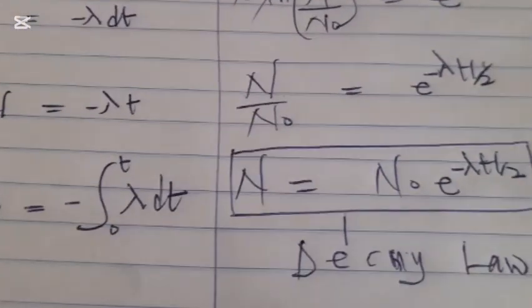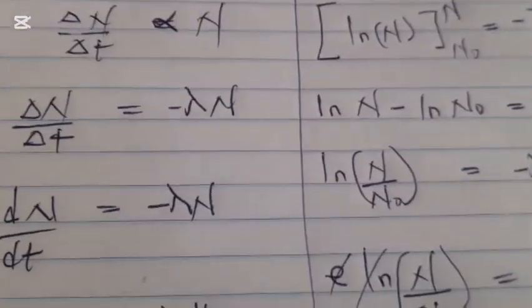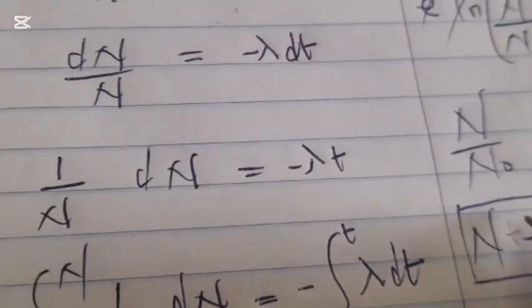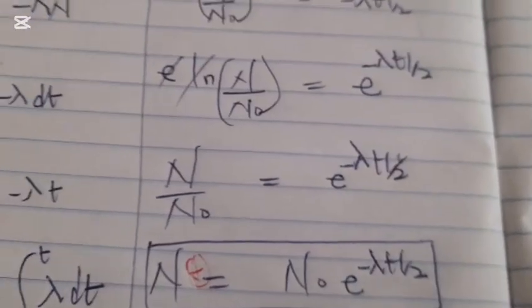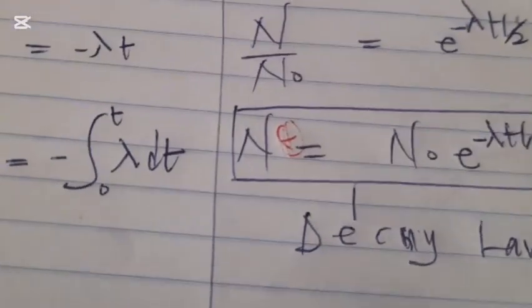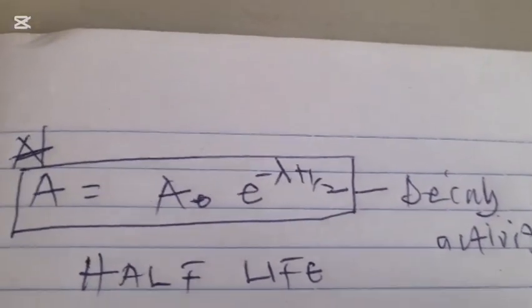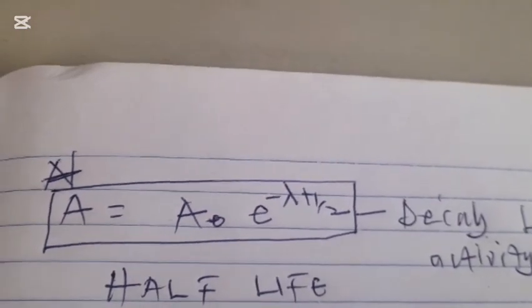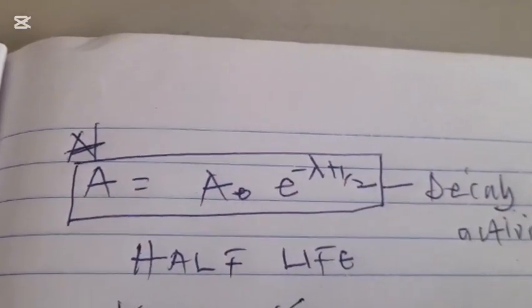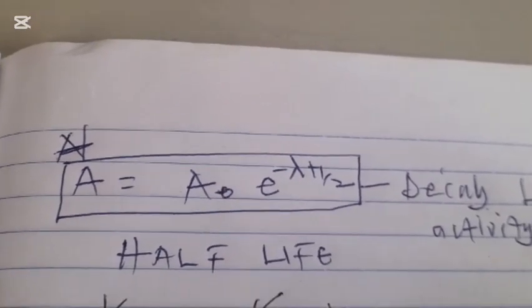Rearranging that, we have the final answer as the N remaining at any time t. N as a function of t is equal to N naught e exponent minus lambda t half. That is what we call the decay law, or some will call it the activity law. So the radioactivity or activity law, that is the amount remaining now is equal to the initial amount times e exponent minus lambda t half. That's the decay law.